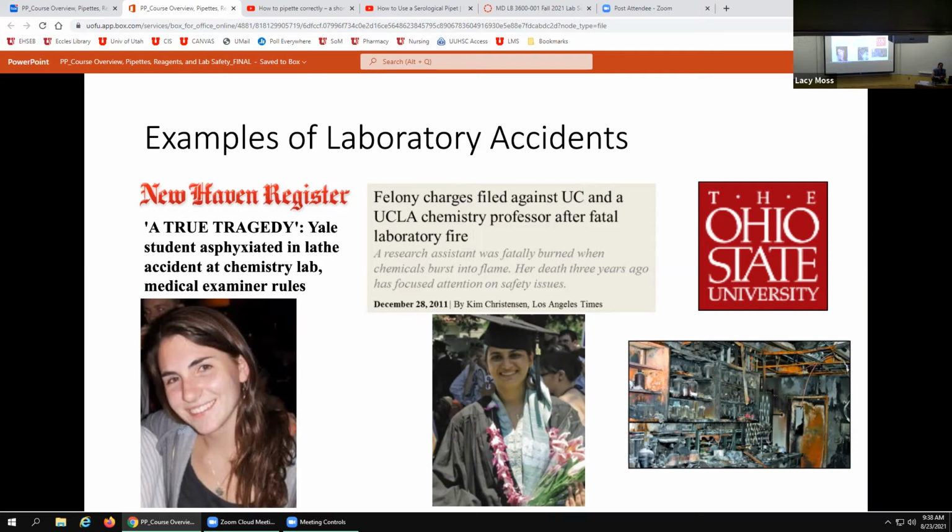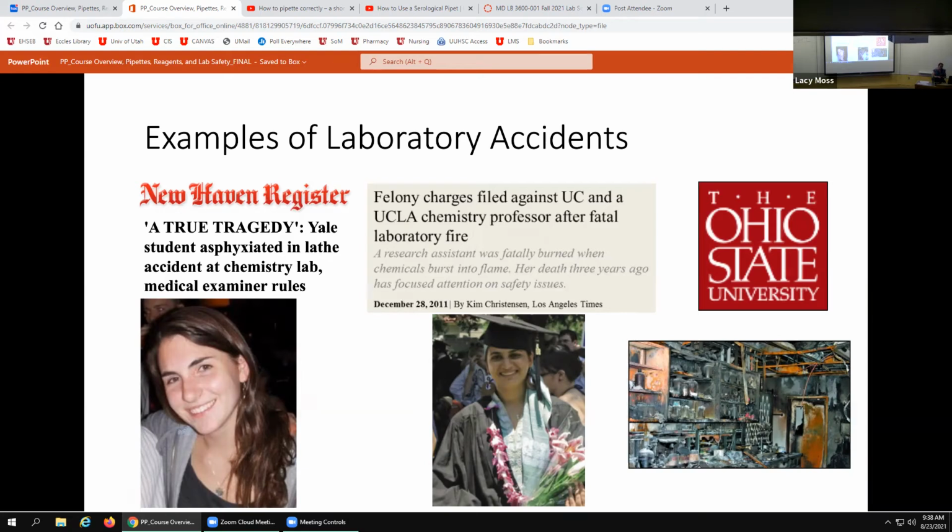And then there were felony charges filed against UC as well as the professor that was the principal investigator of this lab, where a research assistant was fatally burned when she was working with a chemical that she had not received proper training for. A syringe popped out, and the chemical was exposed to air, and that particular chemical is very reactive in air and it exploded, and she died from burns several days afterwards. This lab had also received several citations about safety, and she didn't know where things were located, like the lab showers and things like that. So proper training was not done. It was a very tragic accident.